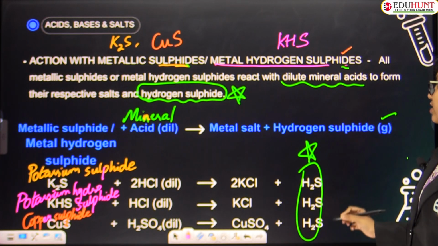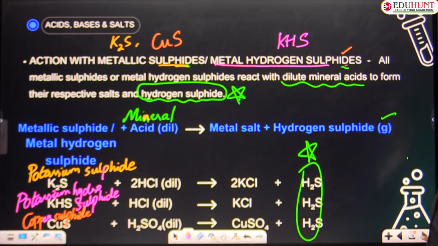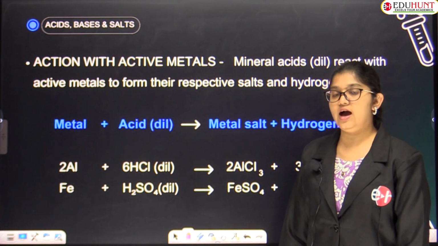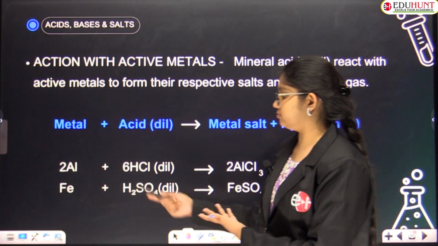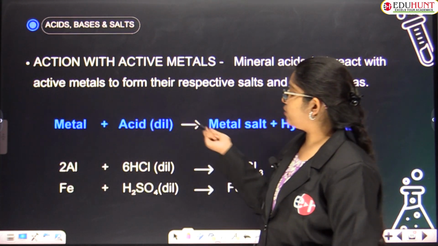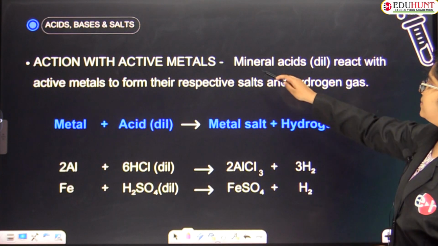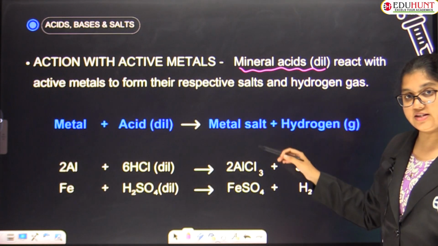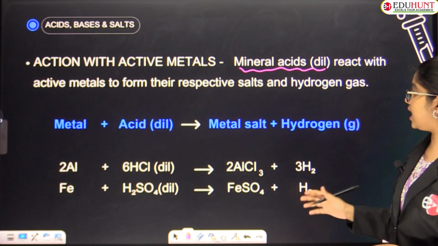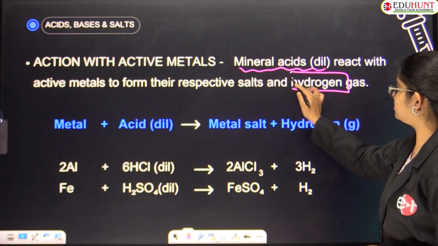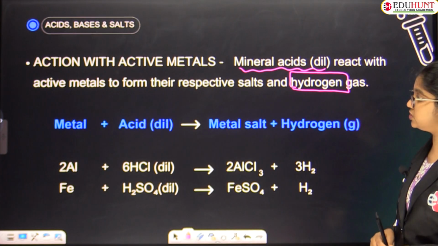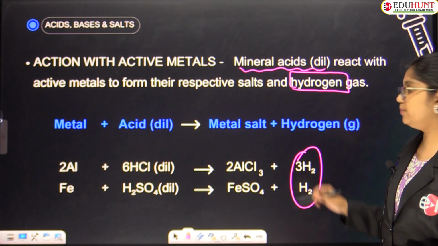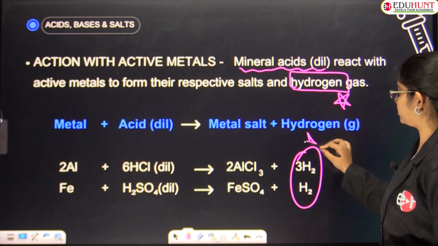Now, the last general property, here we go, the easy one: action with active metals. Active metals means aluminium, iron, like this. We have two examples here, and mineral acids in dilute condition react with active metals to form their respective salts and hydrogen gas. Which gas here, children? Hydrogen gas, H2. Important point here: hydrogen gas is important.